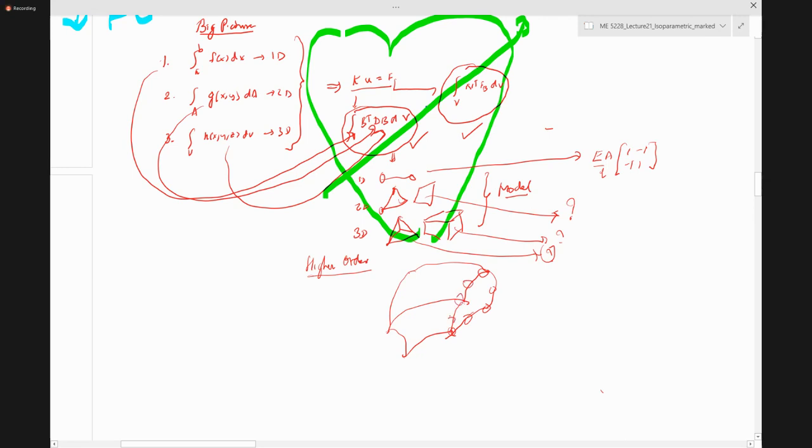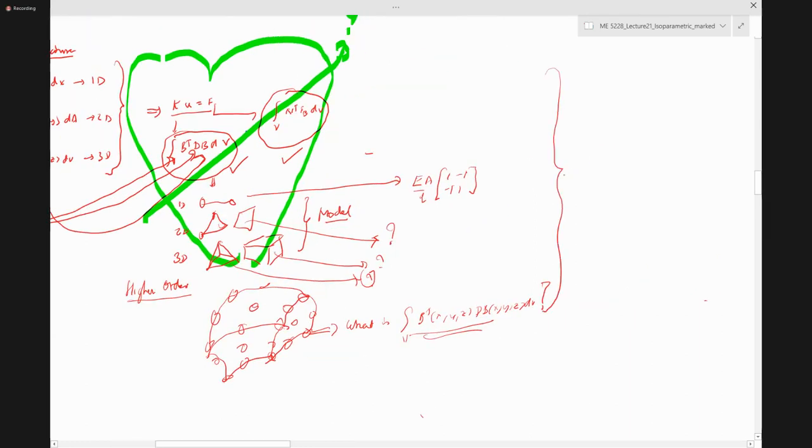What is the K matrix for this one? So many nodes, some crazy potato shape. What is the volume of this one? What is the integral over the volume V of transpose of x, y, z dV? What is it? You go crazy. So what we do is we use the Gauss concept to evaluate. That's what the bottom line message is.